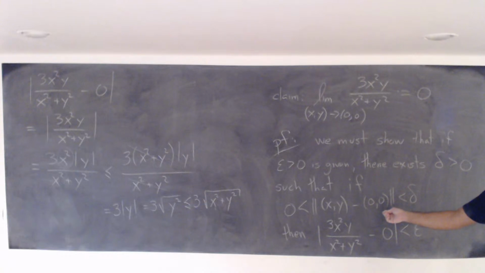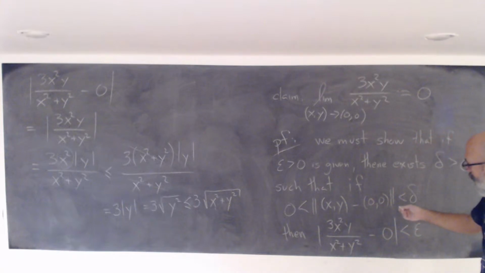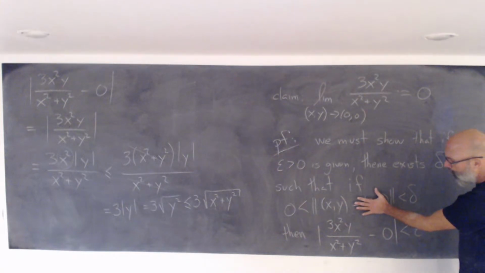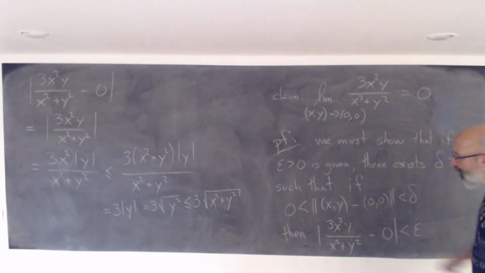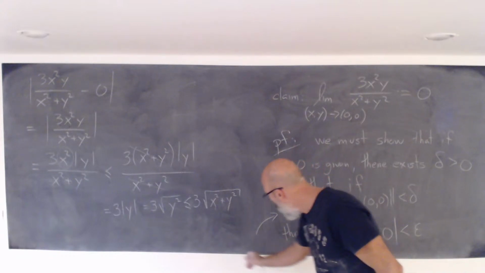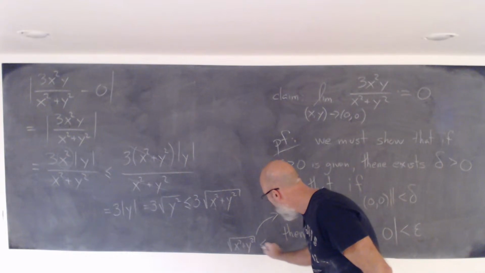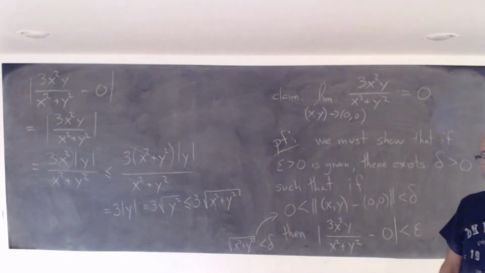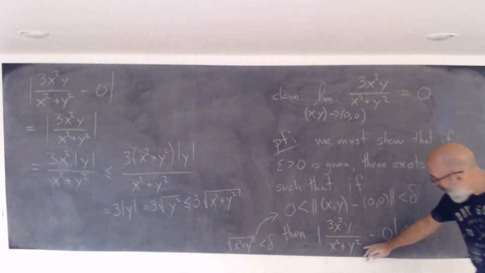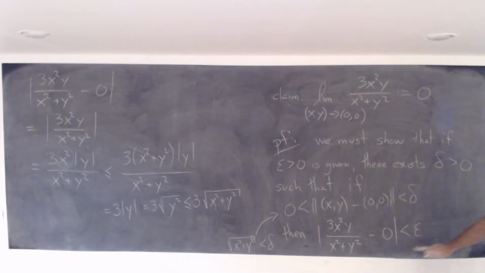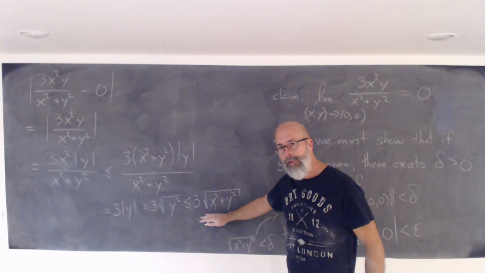But now look at this. Again, the (0, 0) doesn't play a role, and the norm of (x, y), this thing, is really the square root of x squared plus y squared, less than delta. My goal is to make this less than epsilon, but this is less than that.